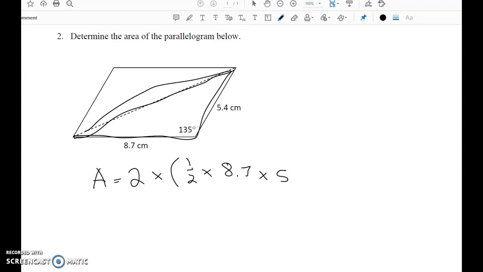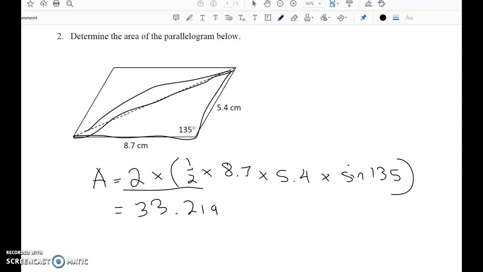8.7 times 5.4 times sine of 135, which really these two would just cancel each other out, but for understanding we can write it out like that. So we're going to get 33.2198, which is equal to 33 square centimeters for the area.